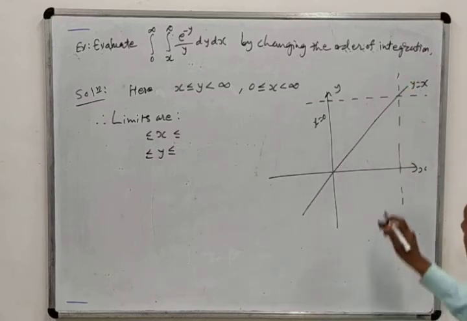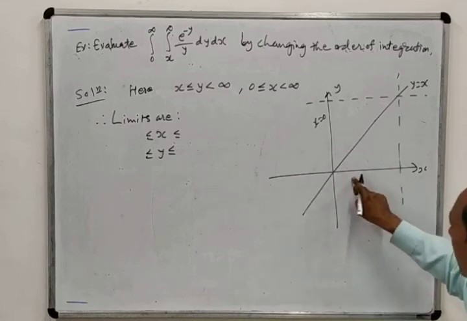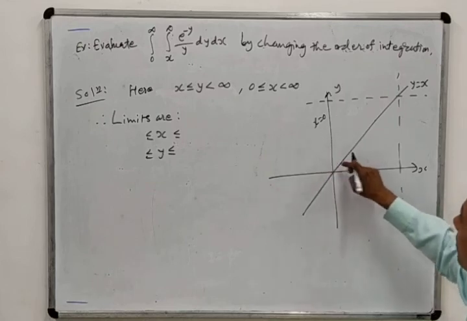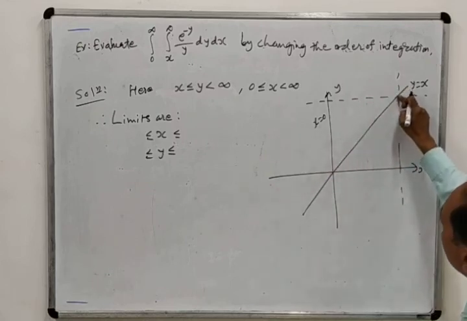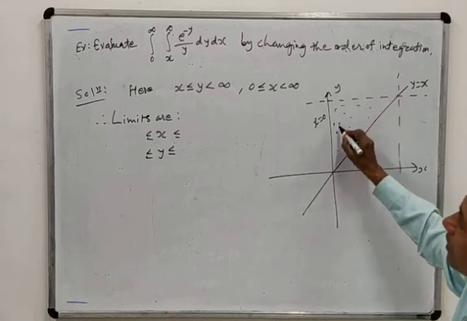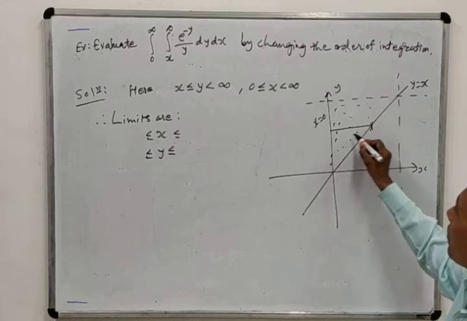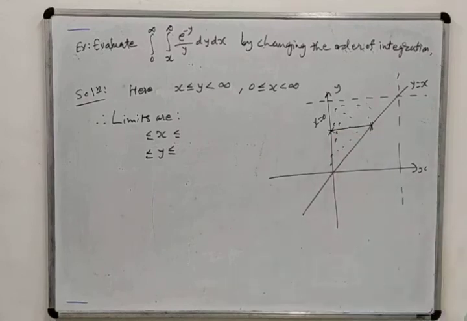So which region will be considered? This cannot be considered because this boundary is not given. Actually it is the x-axis but not given. This boundary is given, this boundary is given, this boundary is given, this is at the point infinity. So we will consider this as our region. Now we want to determine the limits with respect to x, so we will draw a straight line parallel to the x-axis.